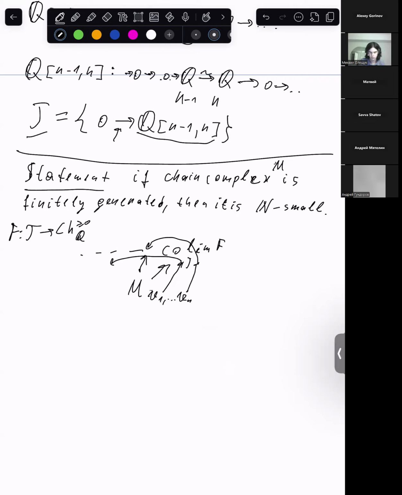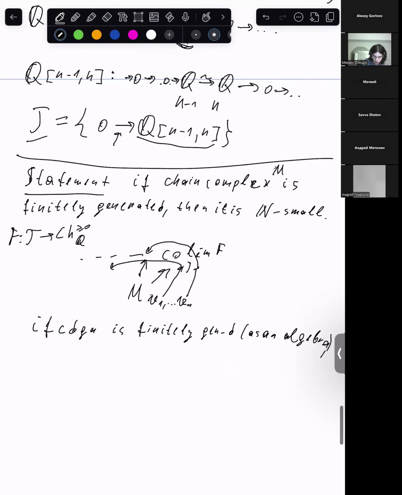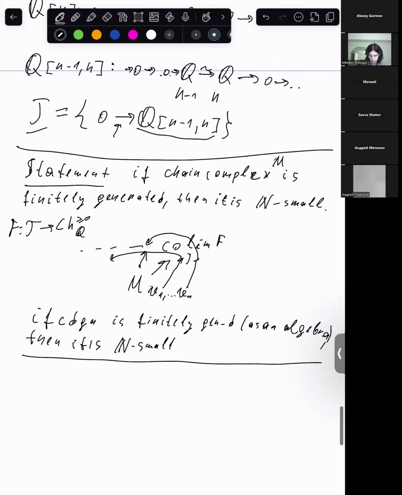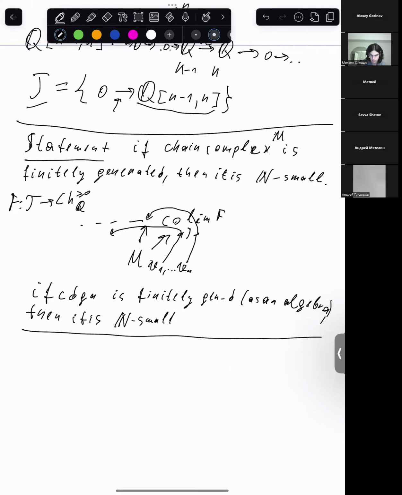Another statement we can say about the CDJs: if a CDJ is finitely generated as an algebra, then it is small. The proof is the same.